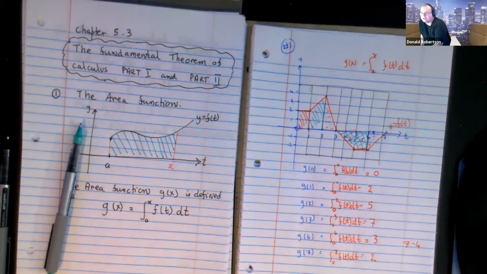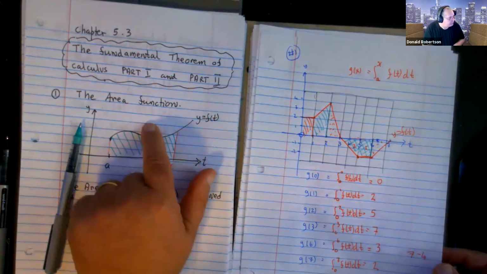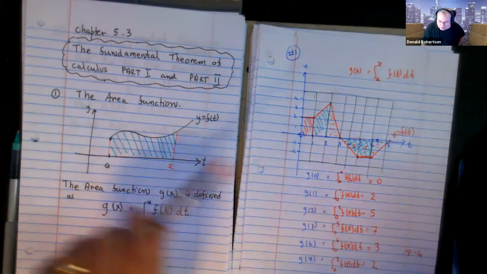What do you think g of x is going to represent? Last chance. It's going to be the antiderivative of f of x. The g of x is going to be big capital F of x. So that's the first thing we want to do. So let me show you.